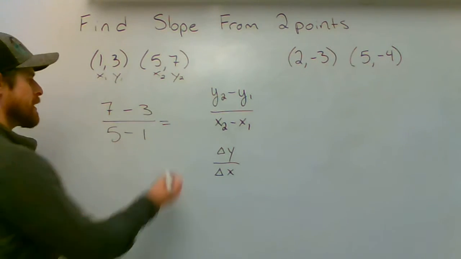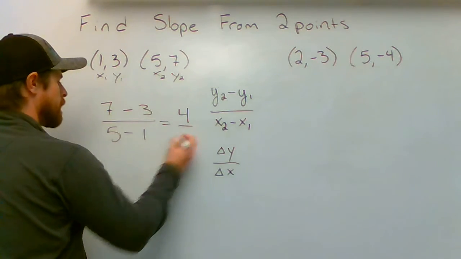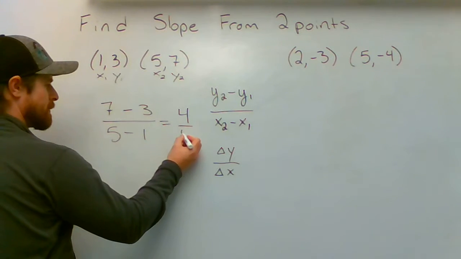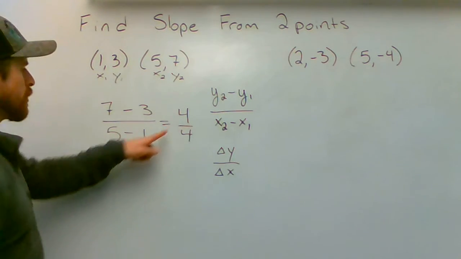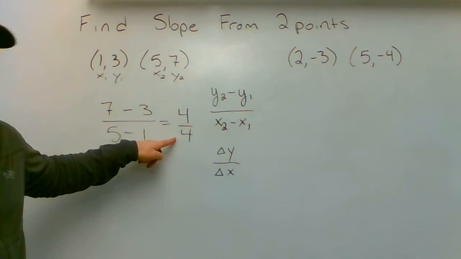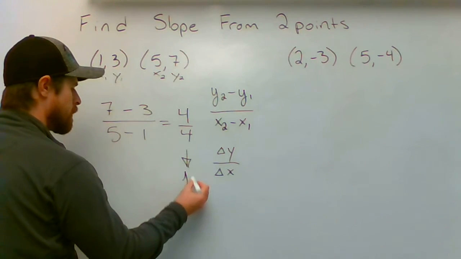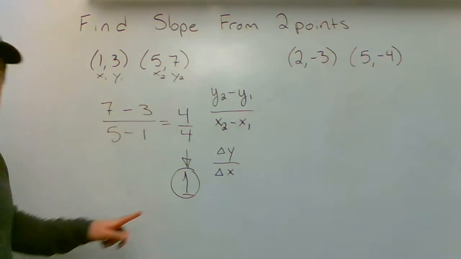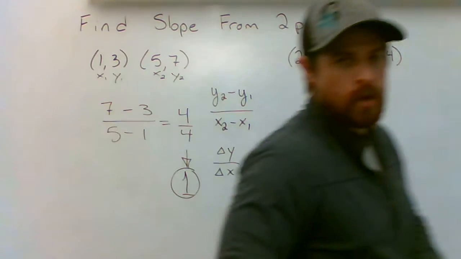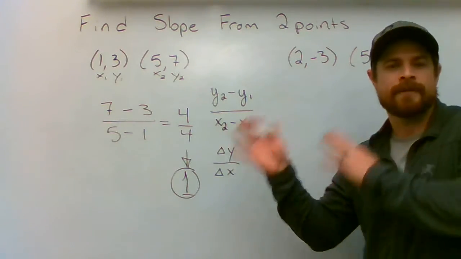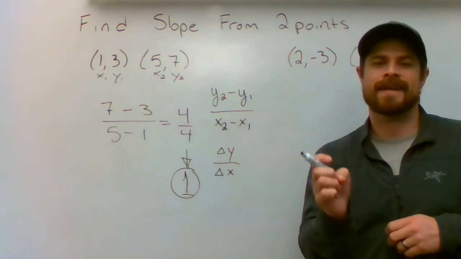7 minus 3 is going to give me 4. 5 minus 1 is going to give me 4. So I now know that my slope is 4 over 4. Or in other words, we would simplify that down to 1. Slope of 1.